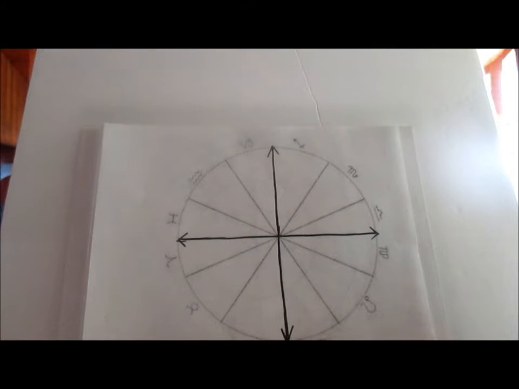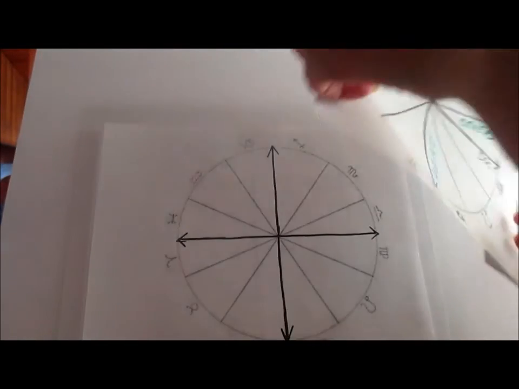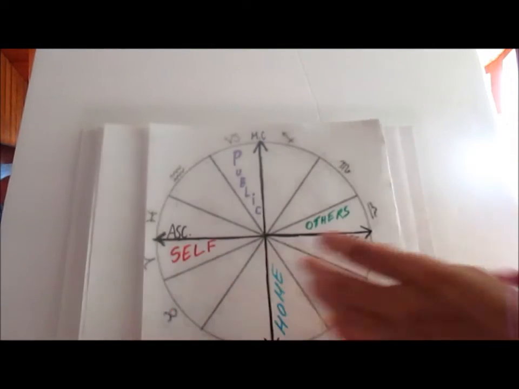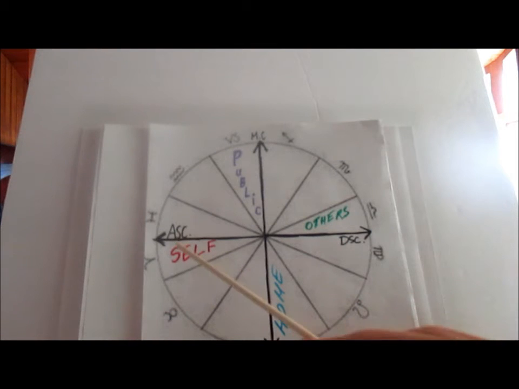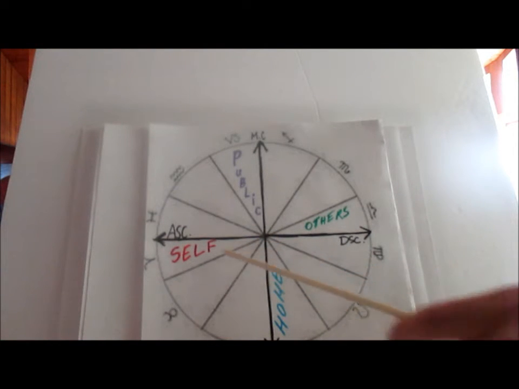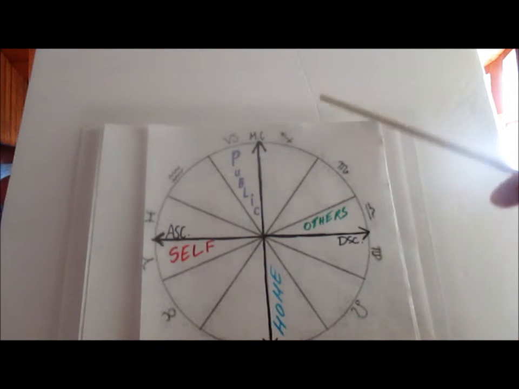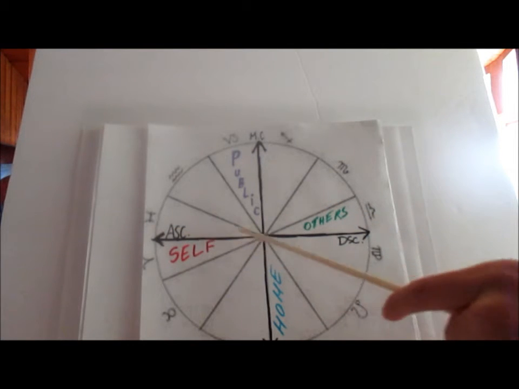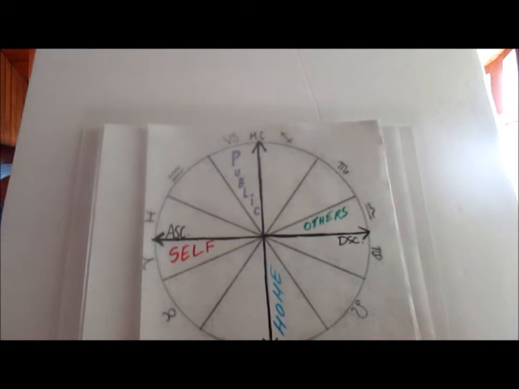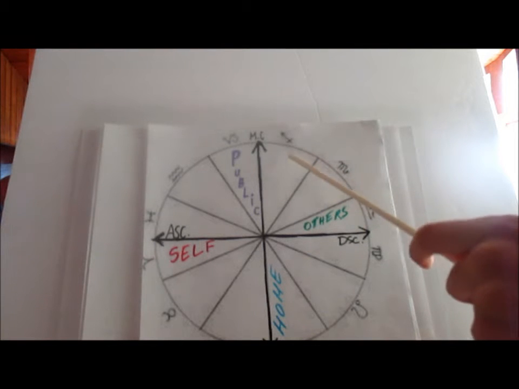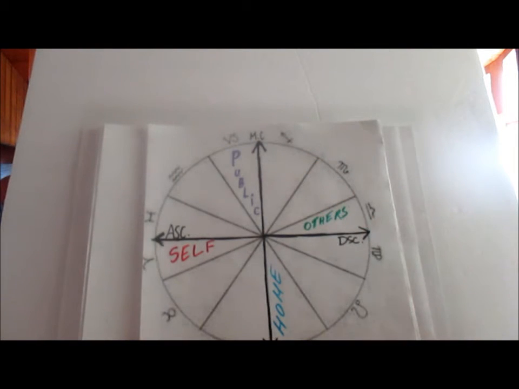For the purposes of this video, we're only going to look at 4 of the signs. We're going to look at the first sign, Aries, ruled by Mars. The 4th sign, Cancer, ruled by the moon. So we're counting from the left, 1, 2, 3, 4, 5, 6, 7. Right across from the first, we have the 7th house of Libra, ruled by Venus. And then we come up to the 10th, Capricorn, ruled by Saturn.